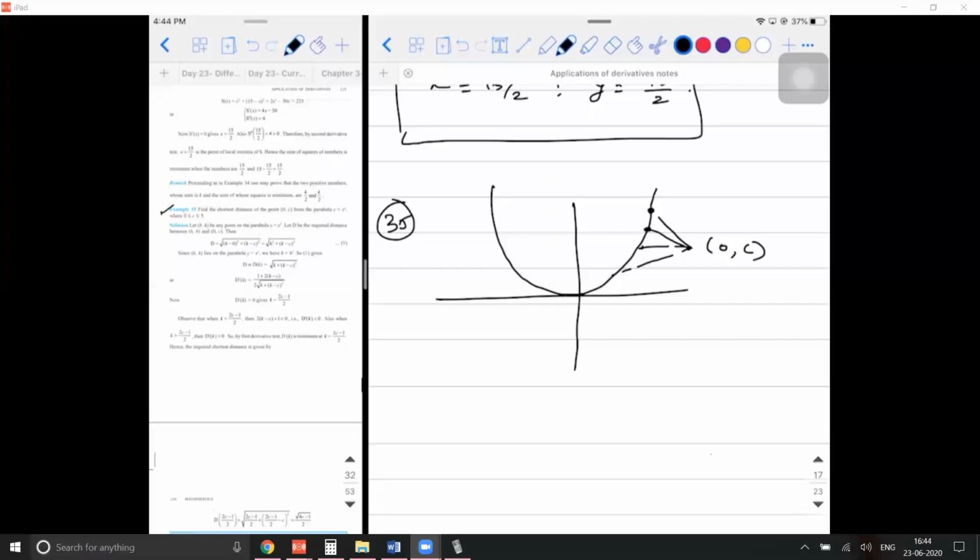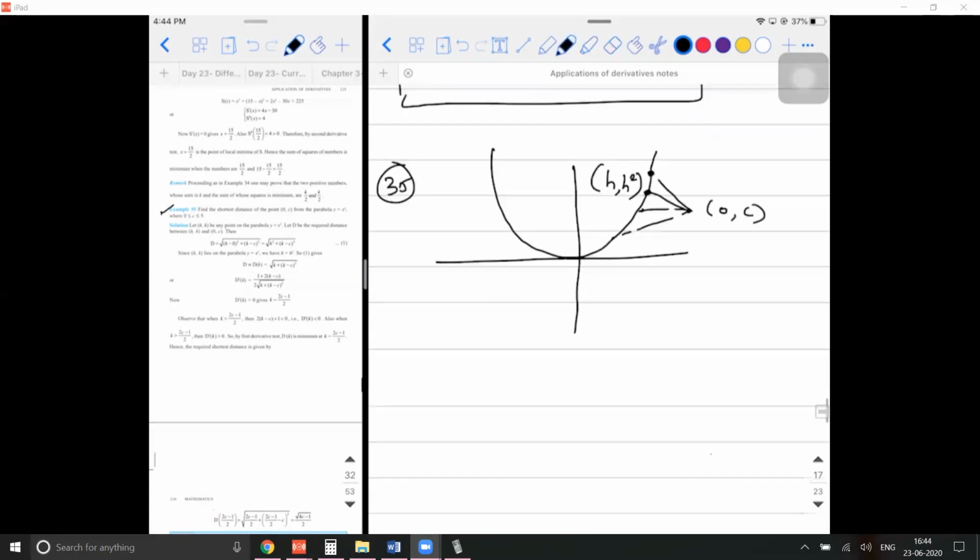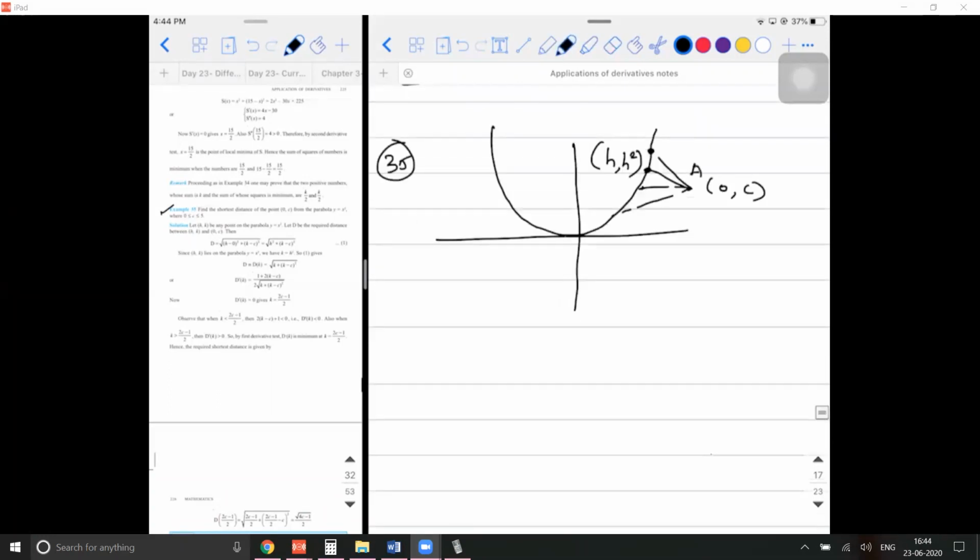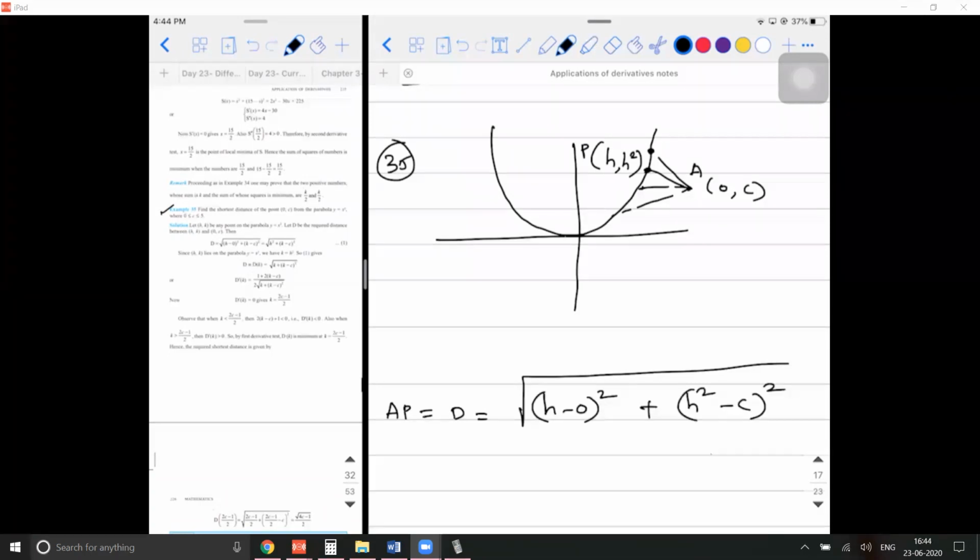So there are two ways to approach this problem. We will go with the NCERT method itself. So how can I consider the point on the parabola to be? I can take it as x comma x square, or I will take it as k comma k square, whatever it is. Or I will take h comma h square. So what is the distance between these 2 points? If I take this point as A and this point as P, if I call that distance D, then what is it going to be? Distance between 2 points is square root of h minus 0 the whole square plus h square minus c the whole square. Can I say it like this?